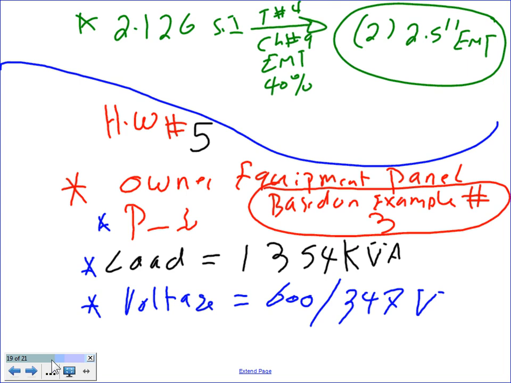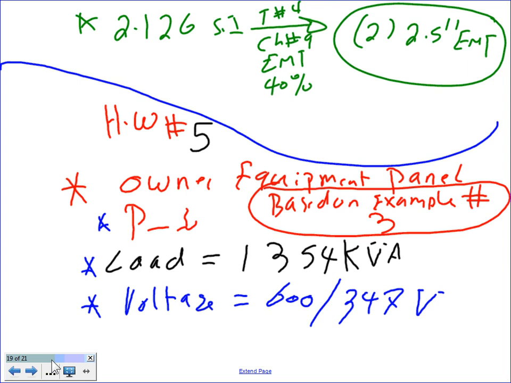The load, this is the demand load, already demanded for you, 1,354 kVA. The voltage system is 600 line to line, 347 line to neutral. So tell me, when you do all your calculation for the amps, which voltage are you going to be using? The higher voltage, right? The higher voltage. Any question, guys, about this?